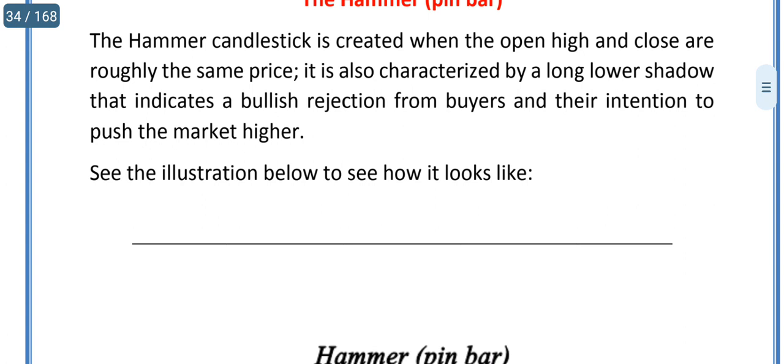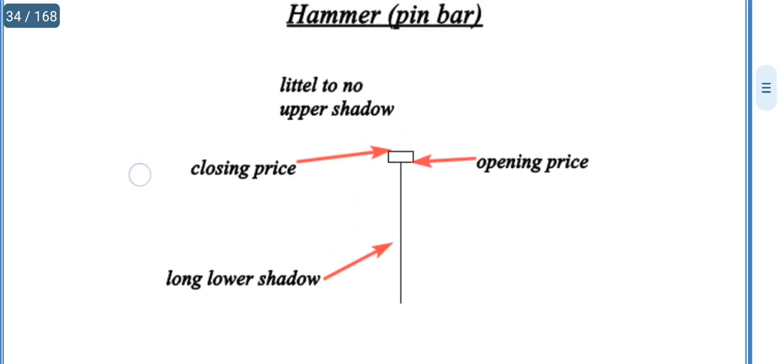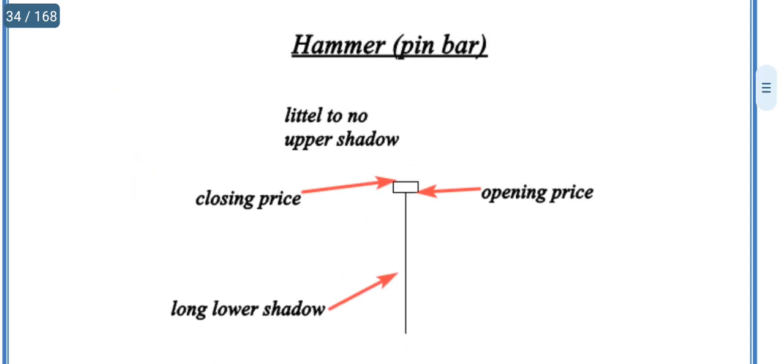It is characterized by a longer lower shadow indicating the buyer's intention to push the market higher. You can see this in the illustration below and observe how it looks like. That is what we call the hammer or the penny candlestick pattern. It consists of a longer shadow, the opening price, and the closing price.